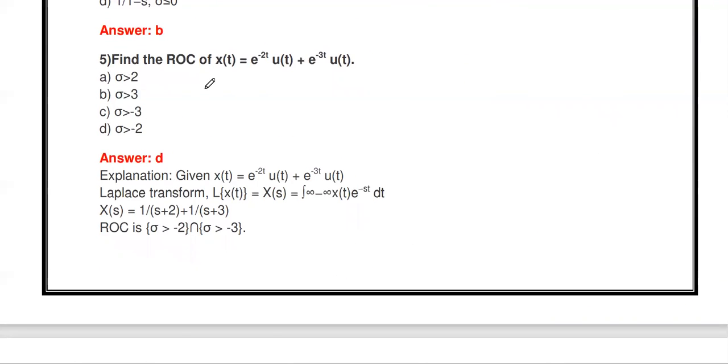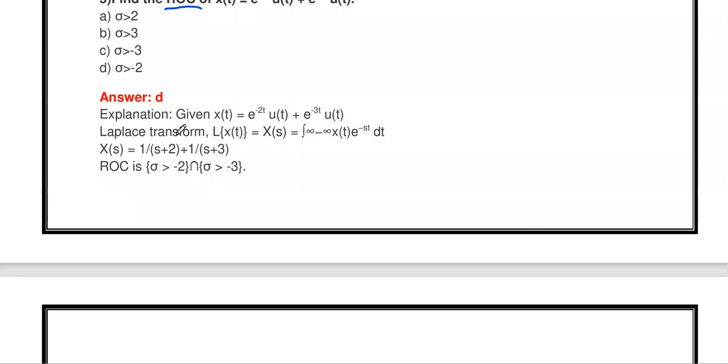And find the ROC of the signal e power minus 2t u of t plus e power minus 3t u of t. Here we only have to find the ROC. The signal x of t consists of the addition of two exponential signals. So first we have to calculate the Laplace transform. See the explanation.